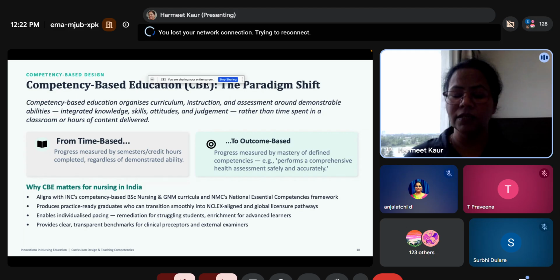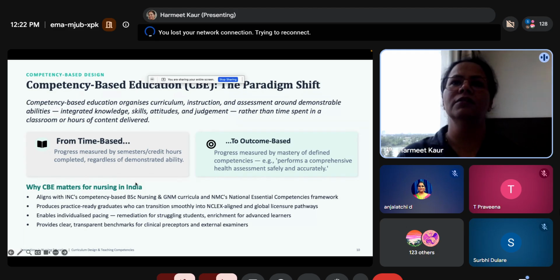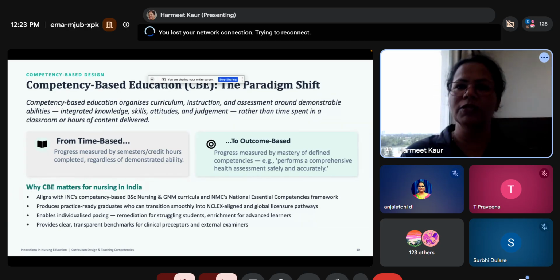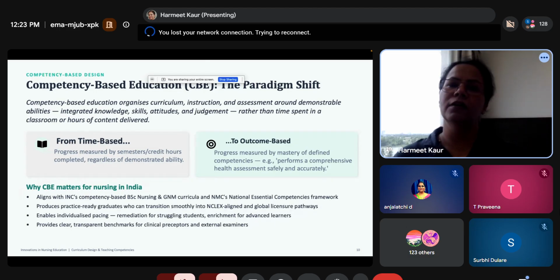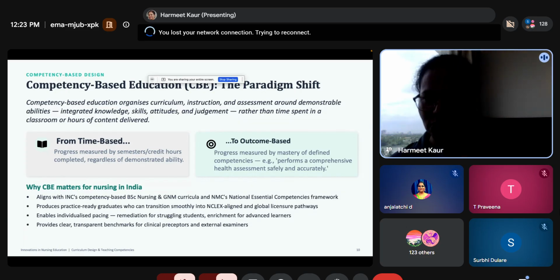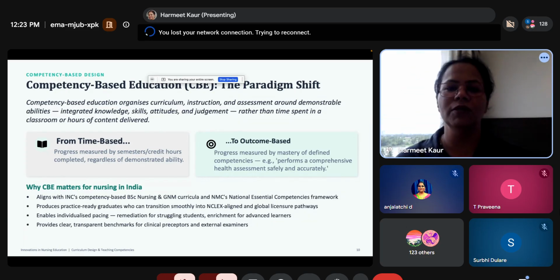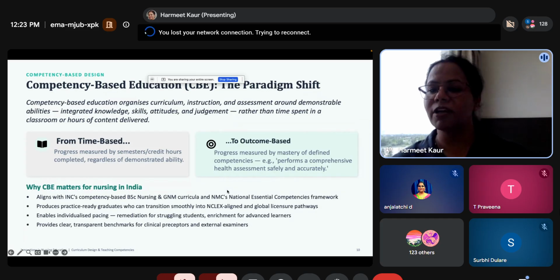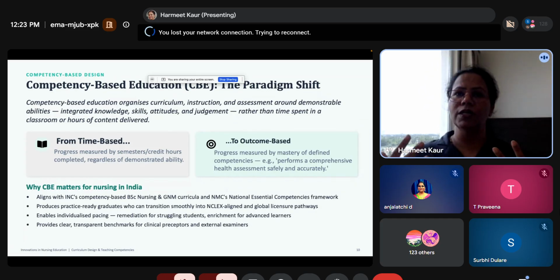Usually what happens, we just measure the progress by credit hours: whether the student is able to complete these many credit hours, then it means the student has understood everything, so the student can move to the second semester. But that is not competency-based education. In competency-based education, progress is measured by mastery of defined competencies, whether the student is proficient enough to do something.